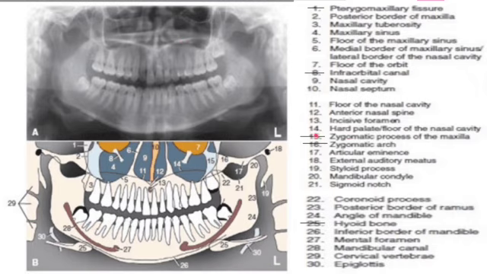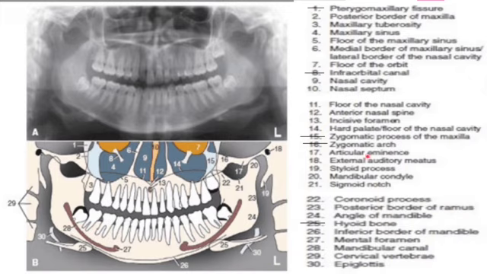Next, zygomatic process of the maxilla. It is marked as 15. So in the picture, this is the zygomatic process and this is the zygomatic arch. Again here, this is the zygoma and this is the zygomatic arch. And for the right side of the radiograph, this is the zygoma and this is the zygomatic arch.